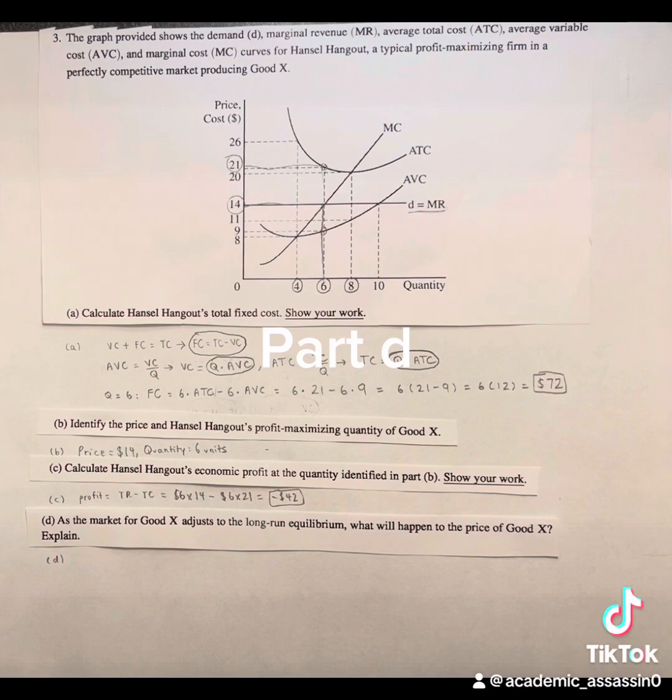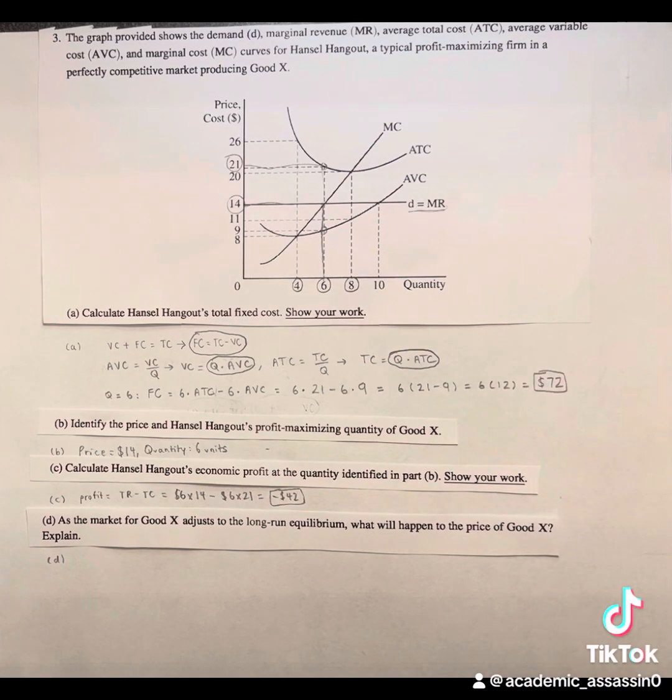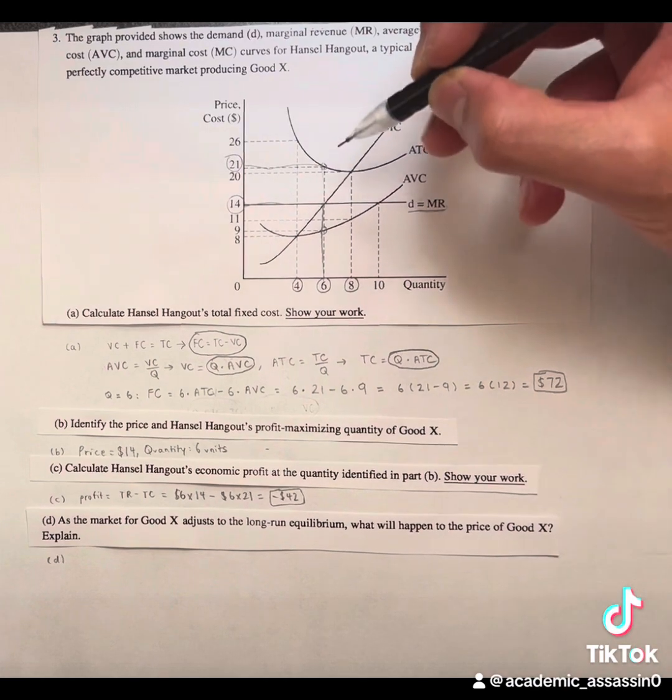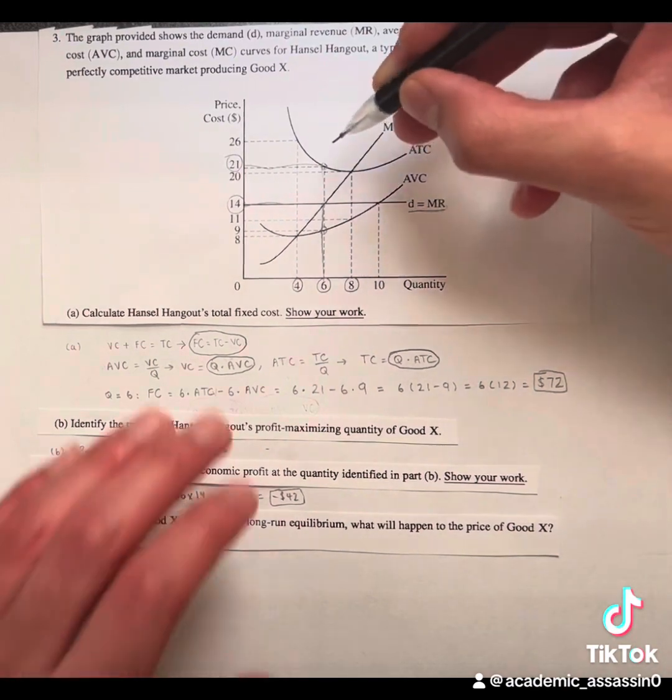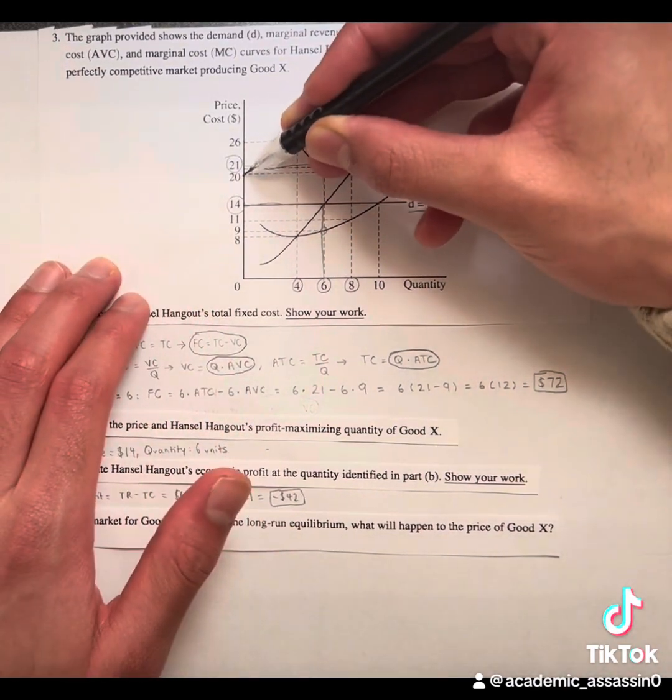In part D, we're asked about long-run equilibrium, and we know that long-run equilibrium for perfectly competitive firms is zero profit. Since this firm is making negative profit, firms will leave the market, and that's going to shift the price up all the way until it intersects MC and ATC at the value of $20, which is right here.